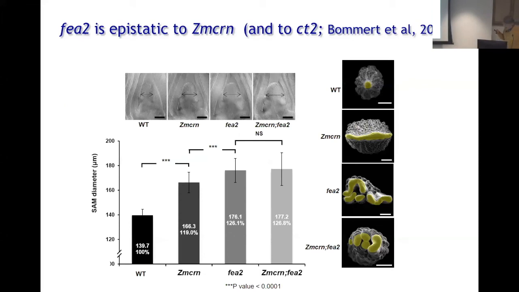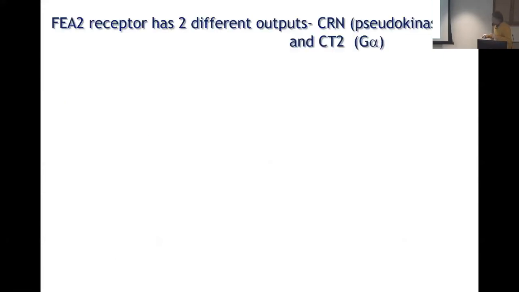When we make double mutants between the receptor and Coronae, so between Fe2 and Coronae, here we see epistasis. So the double mutants look like the single mutants, whether measuring meristems or just looking at them. They don't look that much different. So Fe2 and Coronae are in the same pathway. Coronae and CT2 are in different pathways. And our earlier published work had shown that Fe2 and CT2 are in different pathways. So this is going to be on the test. I know it's getting very complicated, but I'll have a summary. Okay, so what we think is the receptor has two different outputs, Coronae and G alpha.